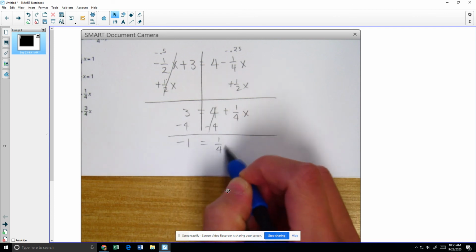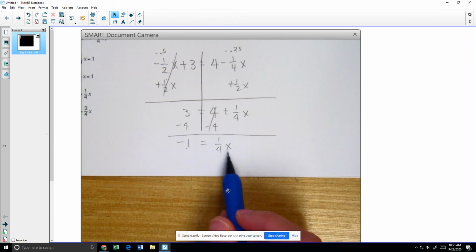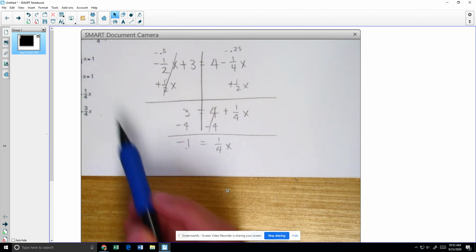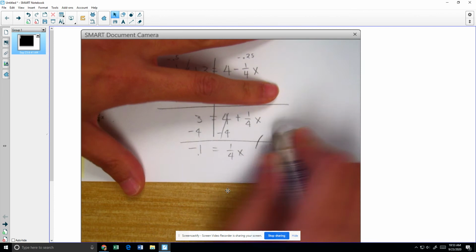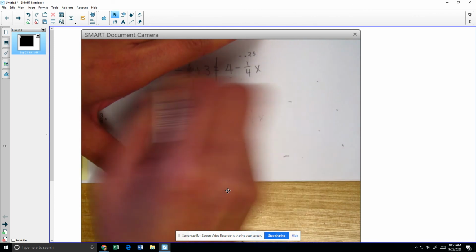-1 equals 1/4 x. Okay, x's are on one side, numbers are on the other side. -1 or 1/4 x equals -1. 1/4 x equals -1. I don't see it. We chose wrong. All right. So, there's no way of knowing, honestly. It's literally just guessing. Which one do you want to do first? Because you don't know which one.